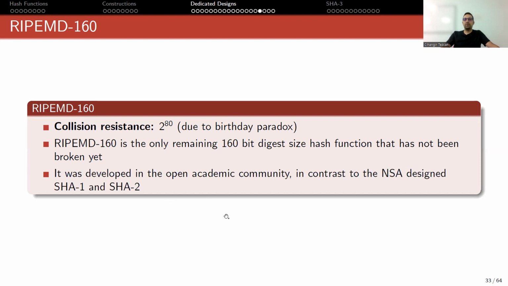It was developed in the open academic community, in contrast to the NSA-designed SHA-1 and SHA-2. And actually, this is why Bitcoin uses RIPEMD-160. When you create an account, first it is compressed with SHA-256, then RIPEMD-160, so it becomes smaller. SHA-1 source code is already in Bitcoin, but never used for generating accounts or anything like that.